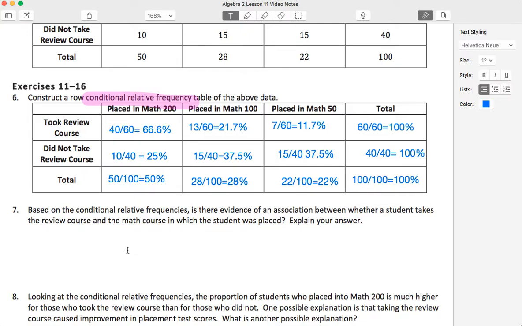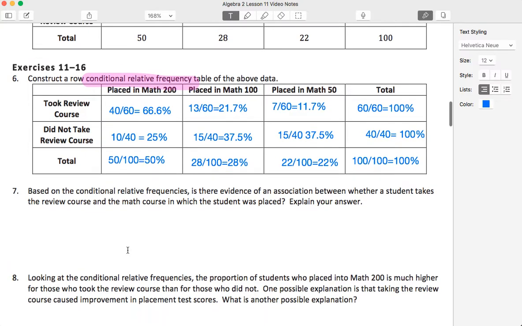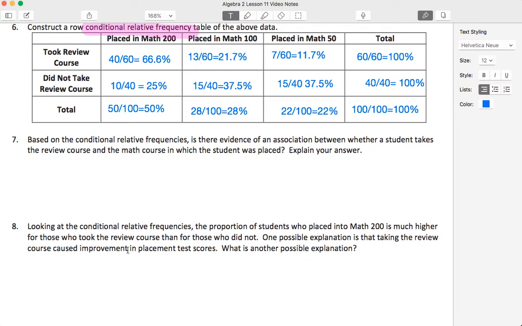Okay, based on the conditional relative frequencies, is there evidence of an association between whether a student takes the review course and the math course in which the student was placed? Explain your answer. So, 2/3 of the people who studied got into Math 200. That's pretty good. And only 11% of the people who studied did not get into Math 100 or 200.